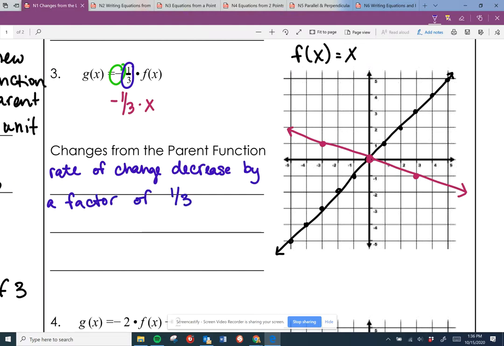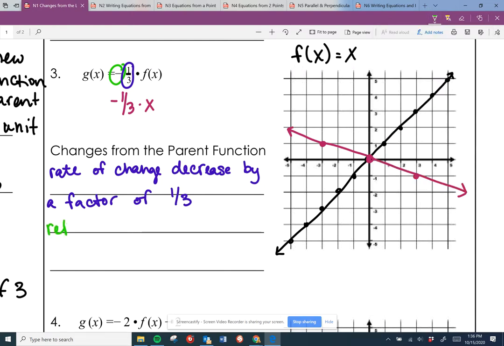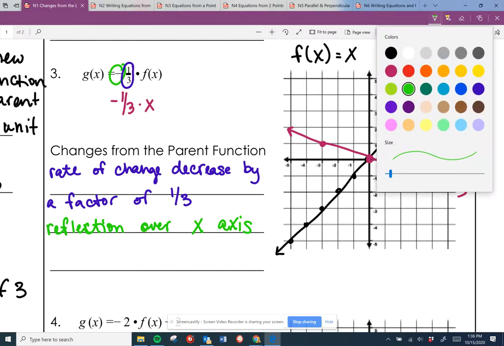Okay, and the second change is a reflection over the x-axis. Okay, the negative is what causes that reflection. So you can see we used to be going up to the right and now we're going up to the left, and that's due to the negative. Okay, and then the graph flattening out is due to the 1/3. Right? Let's go ahead and get to our last example.